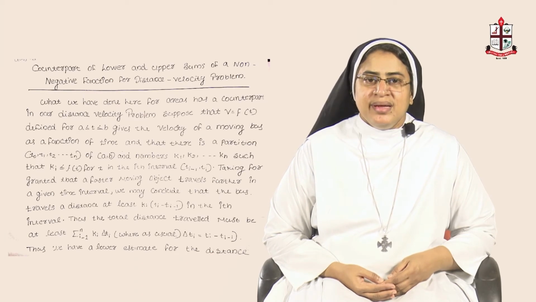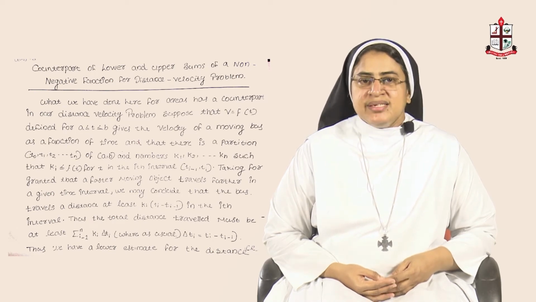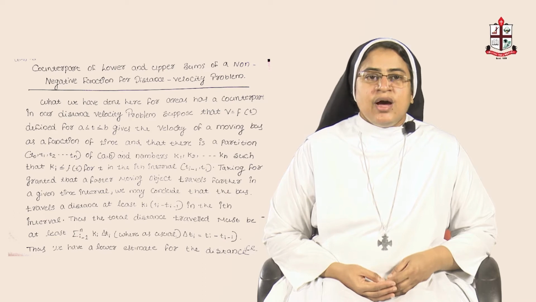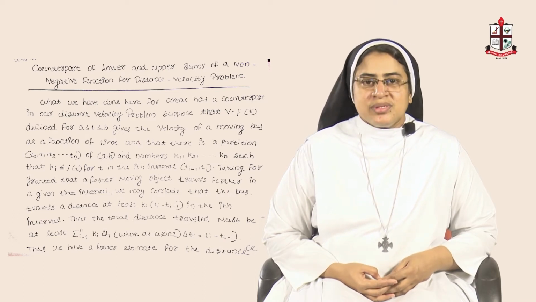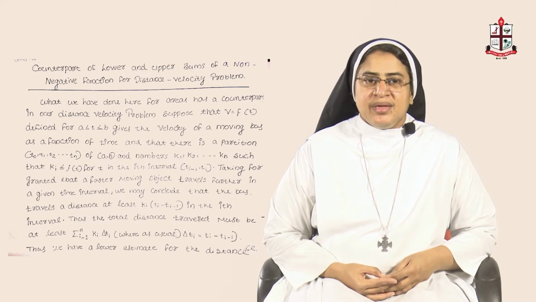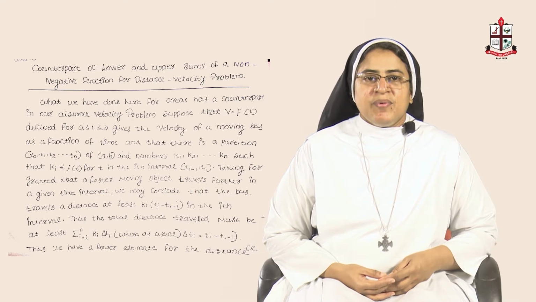Dear friends, today we are seeing the counterpart of lower and upper sums of a non-negative function for the distance velocity problem. What we have done here for areas has a counterpart in our distance velocity problem. Let us suppose the velocity v is equal to f of t, which is defined for a less than or equal to t less than or equal to b.